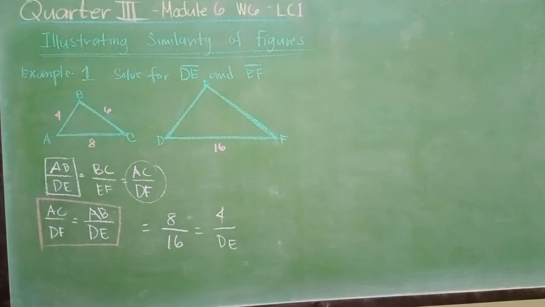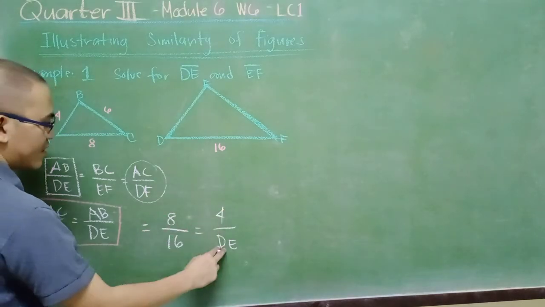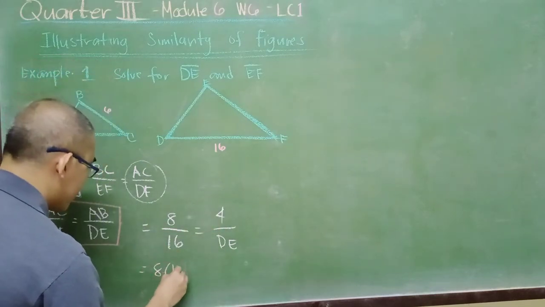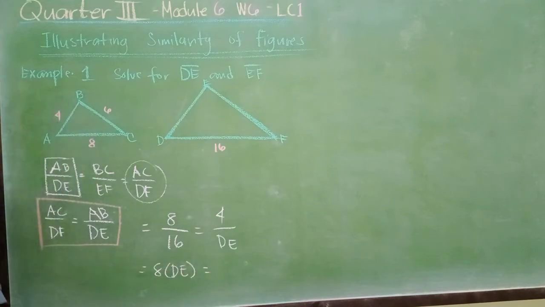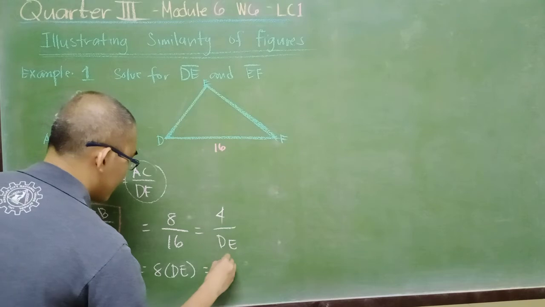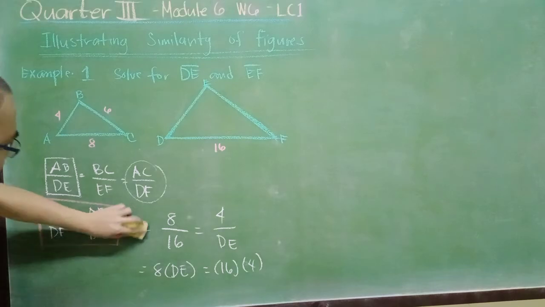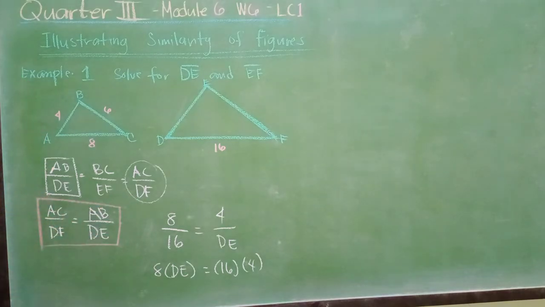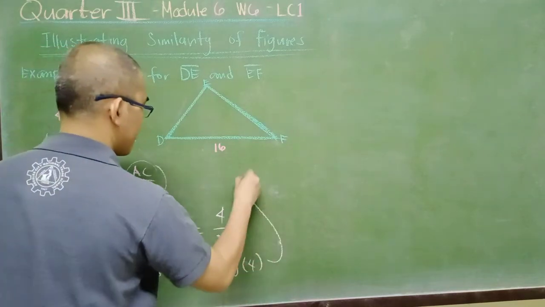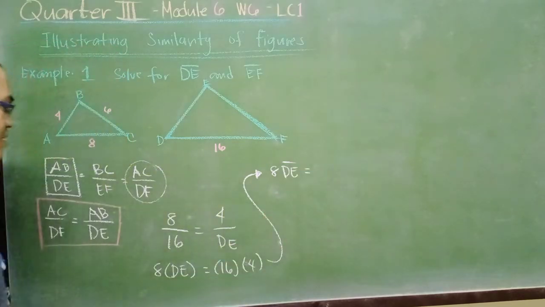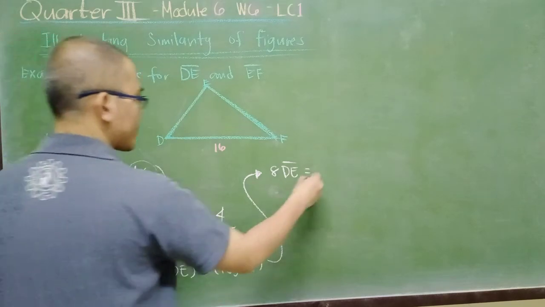Ang gagawin natin yan is yung property number 1, which is cross multiplication. So magko-cross multiply tayo, mga extremes tapos yung mga means. So magiging 8 times DE is equal to 16 times 4. Now we just have to simplify. Alisin natin itong equal sign. Okay. So 8 times DE is 8 DE, and then 16 times 4. So 16 times 4, that will give you 64.